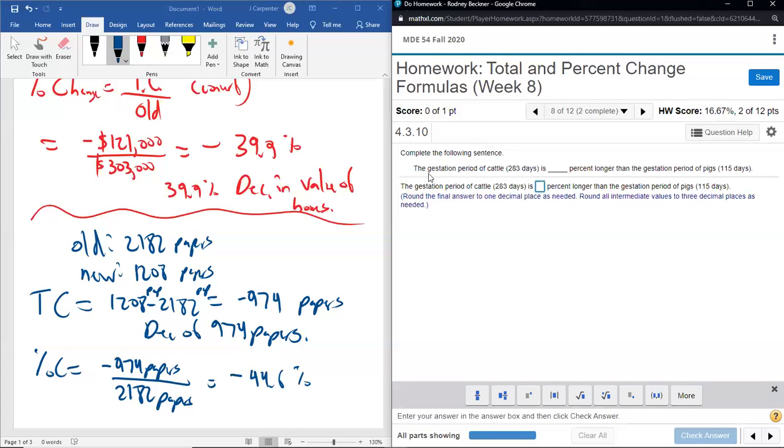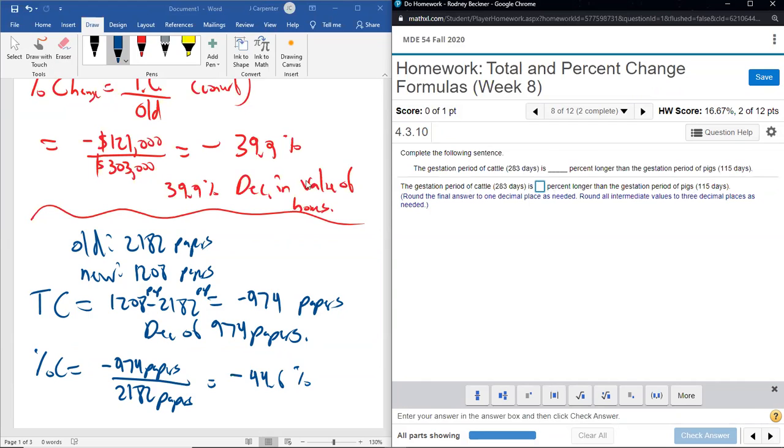All right. The gestation period of cattle is some percent longer than the gestation period of pigs. So this one, there is no old and new specifically. It doesn't say this thing happened first, this thing happened second, because we're not comparing the same thing to the same thing. We're comparing apples to oranges. We're comparing cattle to pigs.